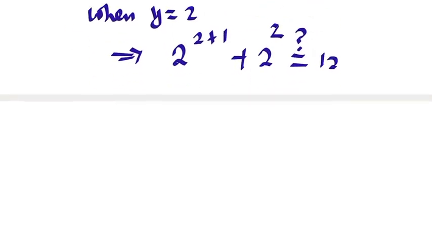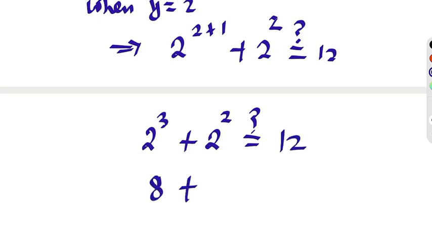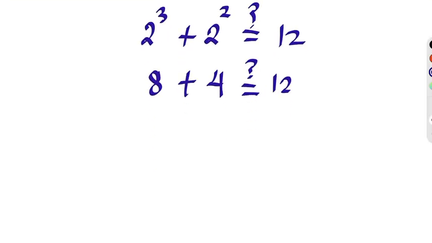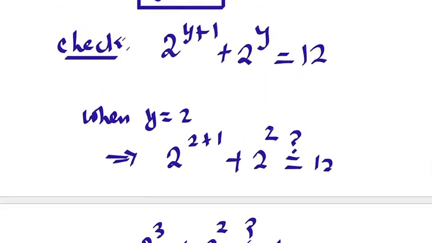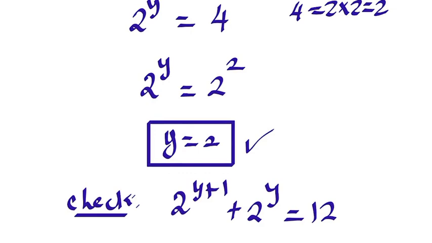All right, so moving on, 2 to the power of 2 plus 1 is 2 to the power of 3, plus 2 to the power of 2. So will this give us 12? Now 2 to the power of 3 is 8, plus 2 to the power of 2 is 4. Lastly, we know that 8 plus 4 will give us 12, which is equal to 12. So for the fact that the left hand side is equal to the right hand side, that shows that the value y equals 2 is the valid solution to the problem.